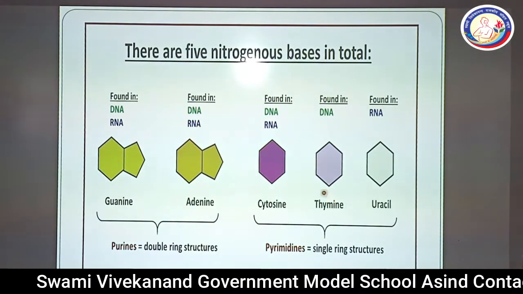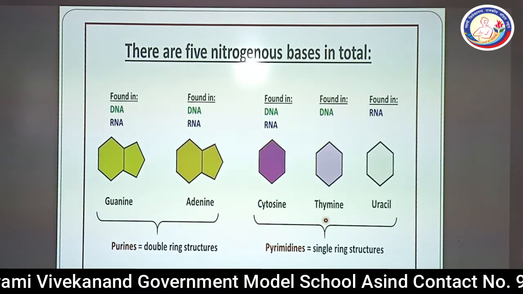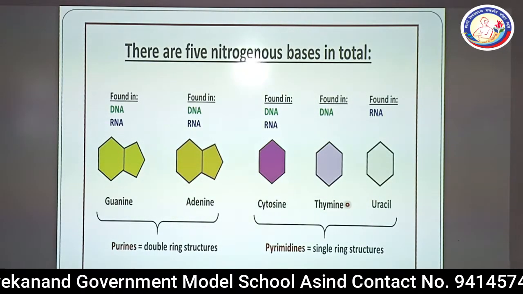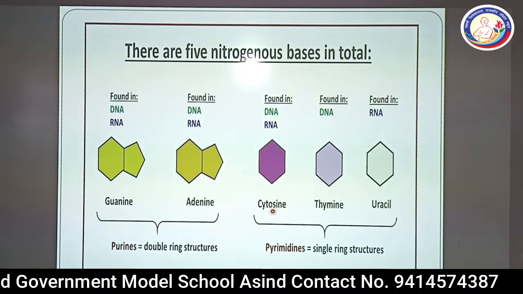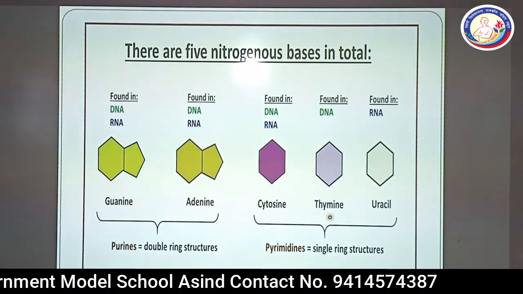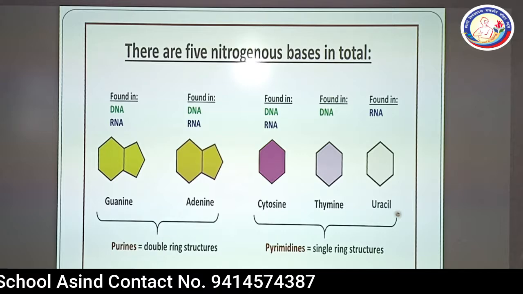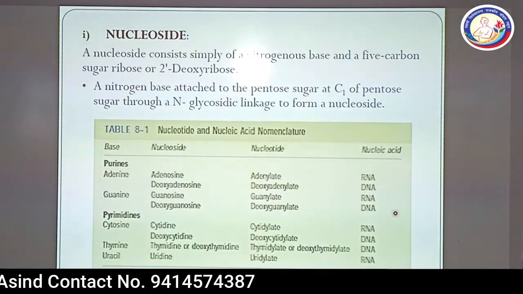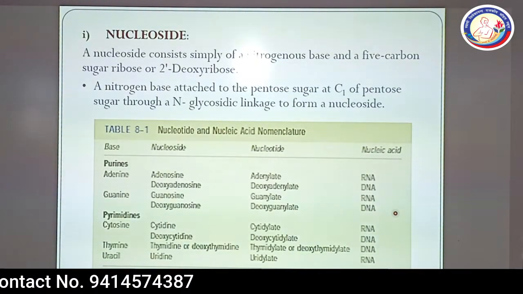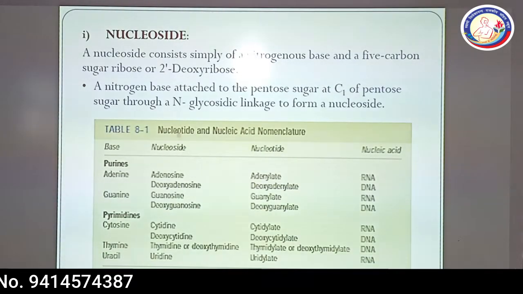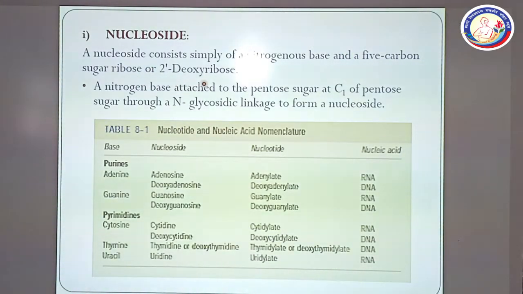Cytosine, thymine and uracil are the pyrimidines. Cytosine is common in DNA and RNA both, while thymine is specific to DNA and uracil is specific to RNA. So these are the pyrimidines. Next one is nucleosides. What do you mean by nucleoside? A nucleoside consists simply of a nitrogenous base and a 5 carbon sugar, ribose or 2-deoxyribose. So a nucleoside is made of nitrogen base plus sugar.